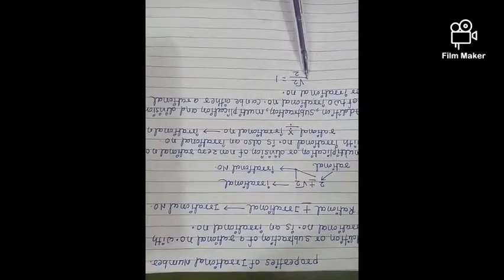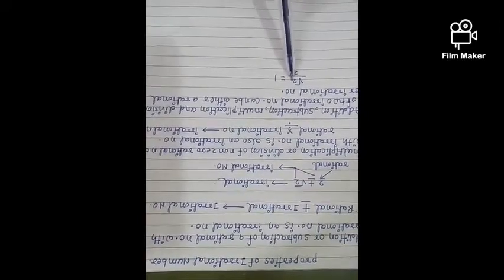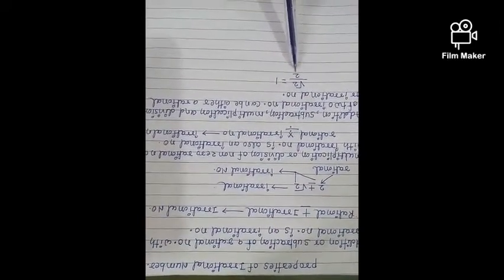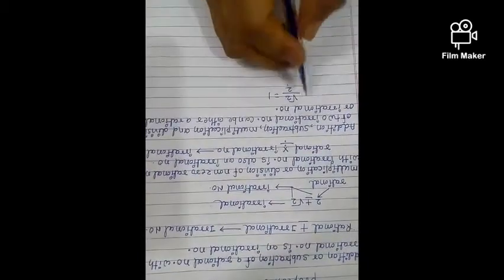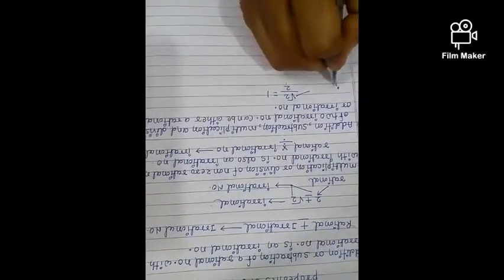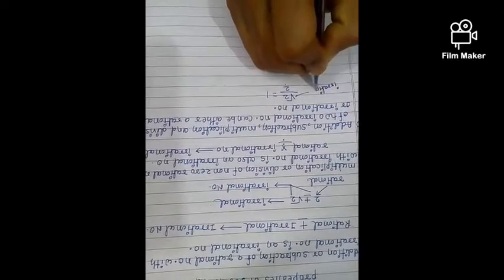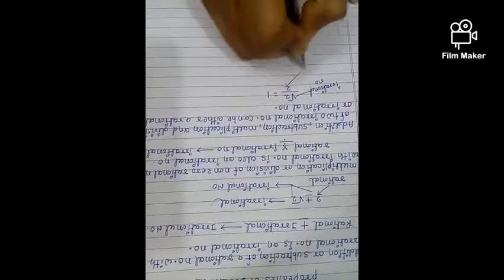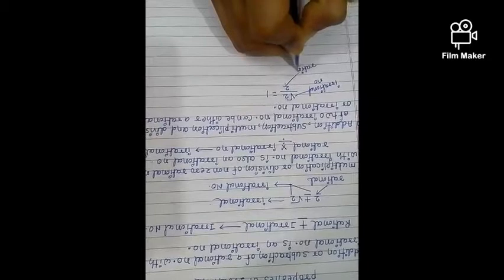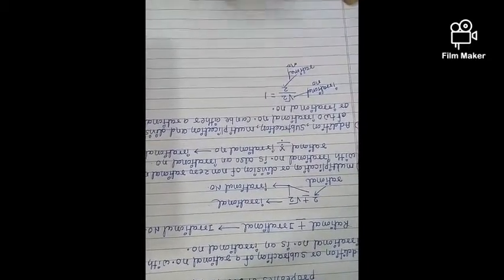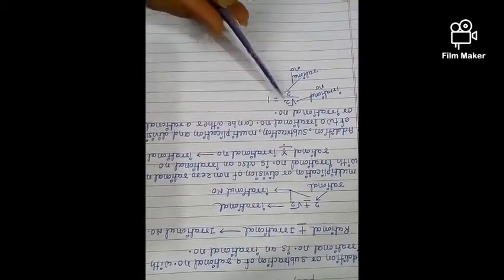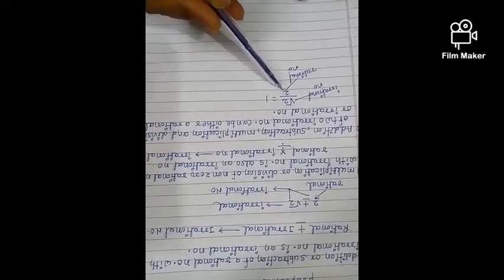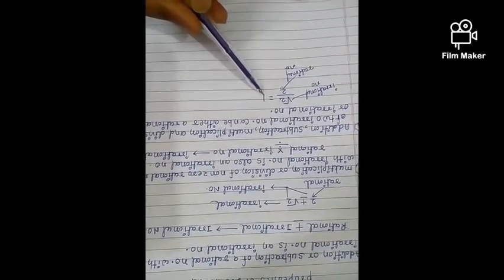So see here example, root 2 is an irrational number and 2 is a rational number. When we divide irrational and rational number, then we get rational number.